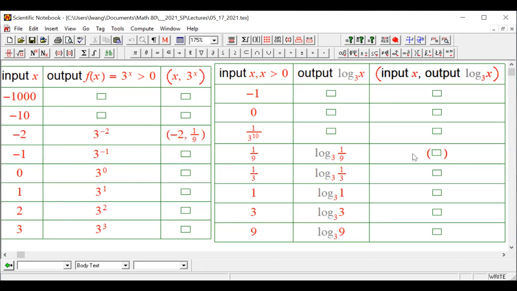To do these points, 1, 2, 3, 4, 5, 6. We'll take care of the others later. So that input is 1/9, the output is -2. There's still some blanks. We'll fill them out together.